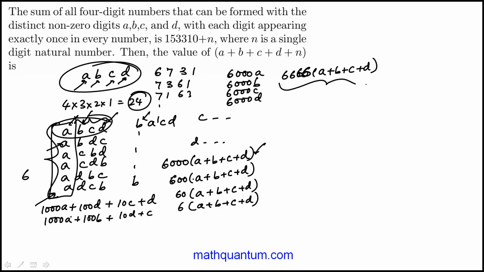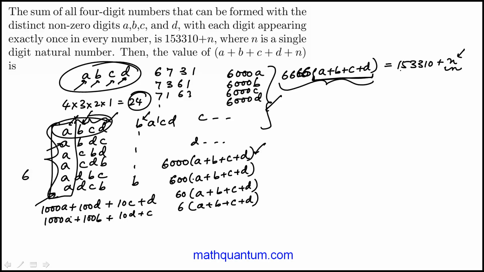I think it's good to have seen it in some form. Obviously doing this in the exam is kind of difficult and stressful. But that's what this sum would be, and they're telling us that this is equal to plus n, where this is a single digit number, 7, 6, something like that. So here we need to figure out what this is.